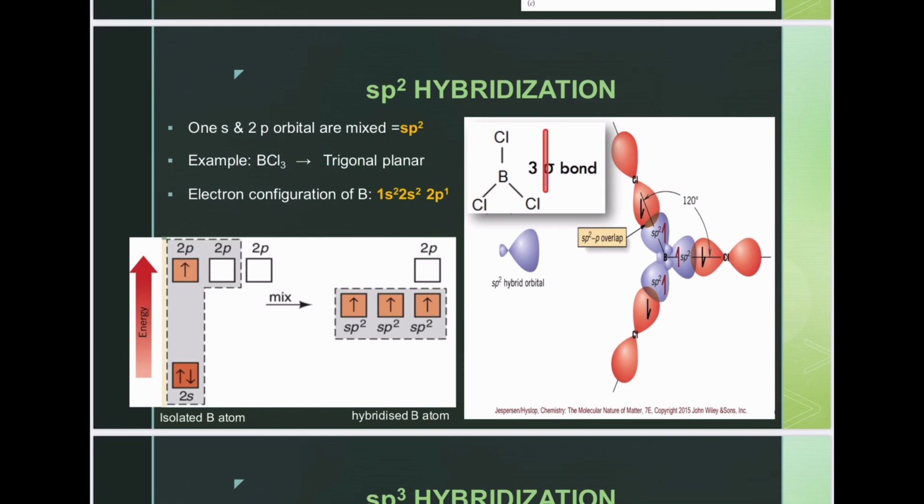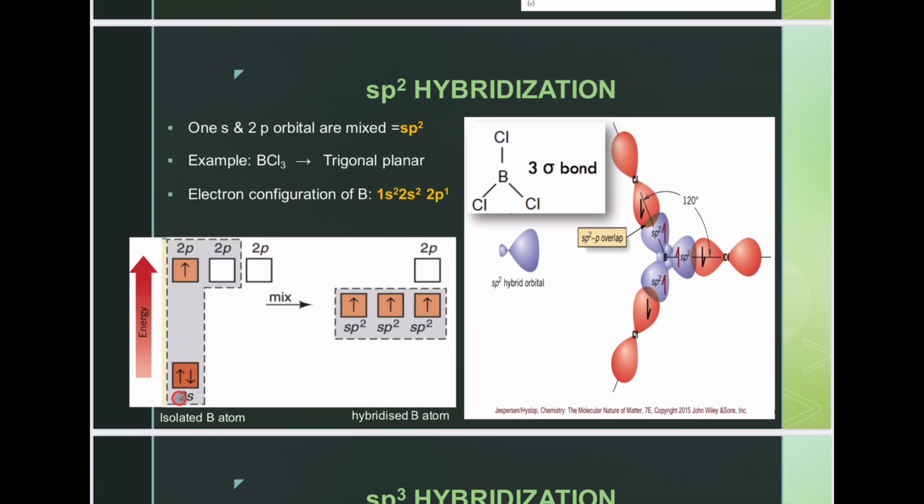So we know this is the 3 sigma bonds. This is only the skeleton of the BCl3. When you complete the Lewis structure, make sure you draw the lone pairs of the chlorine. This is incomplete for the Lewis structure, but it just shows you the rough BCl3 structure. So this is the 3 sigma bonds. So we know when there are 3 sigma bonds, it means that you must have 3 electrons here.